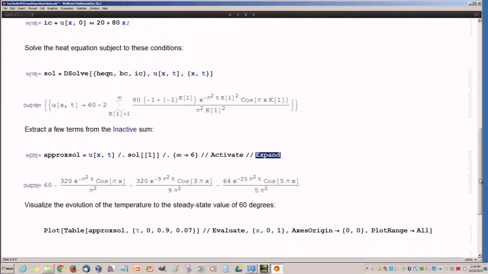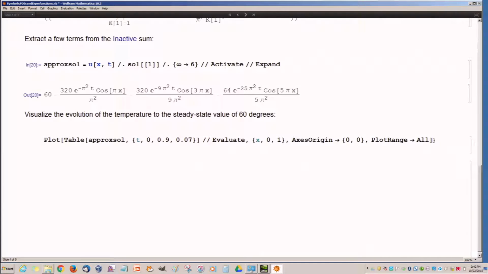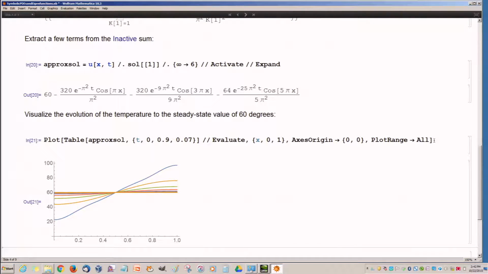Okay, so now if you plot the solution, you see that initially it's that blue line over there is the initial state, and then very quickly the bar balances out, and you get the steady state solution at 60 degrees centigrade or whatever. Okay, so that's the second equation.